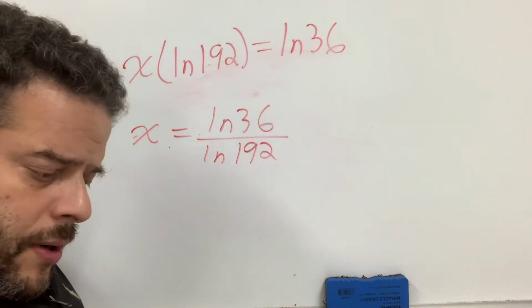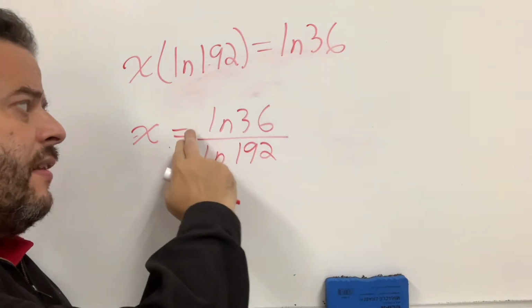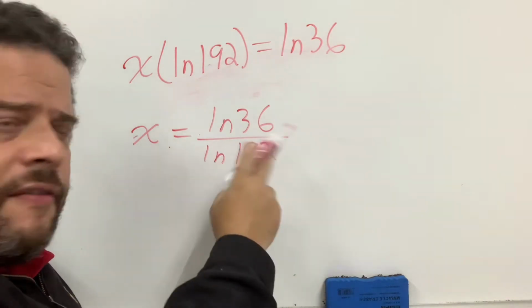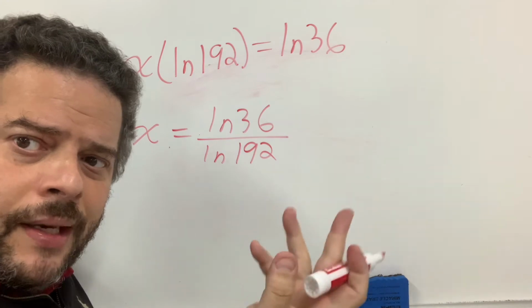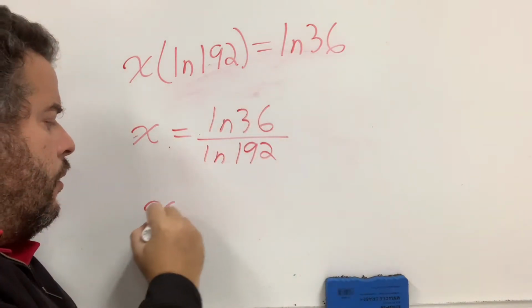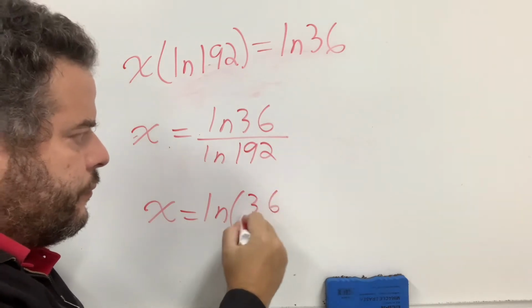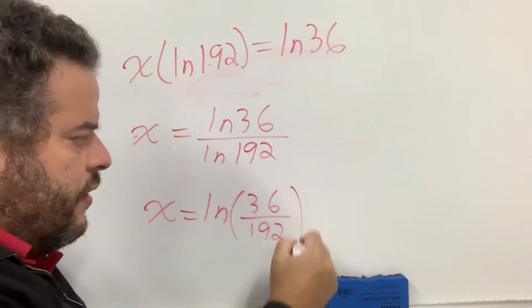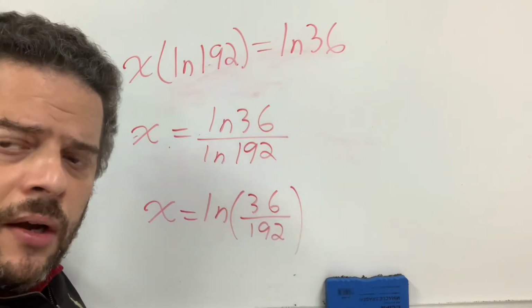Remember, all you have to do now is use the calculator. There are 2 things you can do. You can find the value of natural log 36 and divide it by the value of natural log 192. Or, you can just make it easier on yourself. You can combine, since they have the same base. You can just divide this number and then in the calculator do the natural log of the answer.